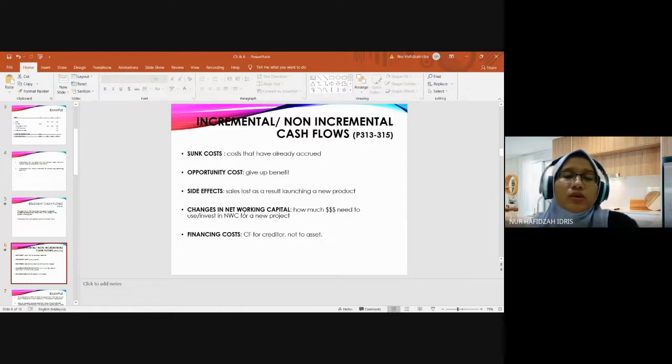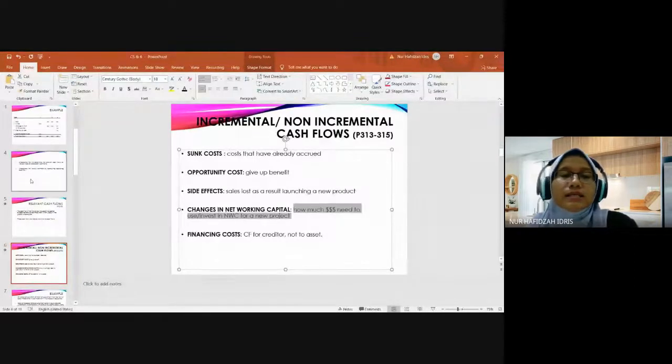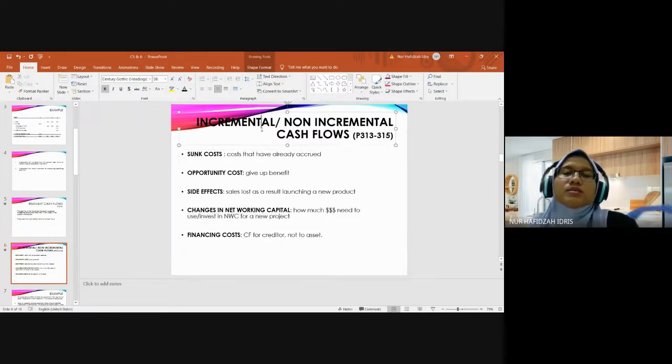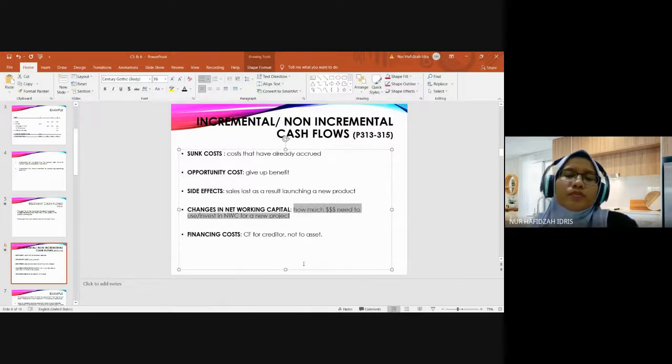The change in net working capital. Change in net working capital, how much money needs to be used or invested in the net working capital of the project. We will discuss the details about net working capital later. For example, for this project, the company needs net working capital of 50,000. So this net working capital is considered as incremental cash flow. And then financing cost. The financing cost is non-incremental cash flow.